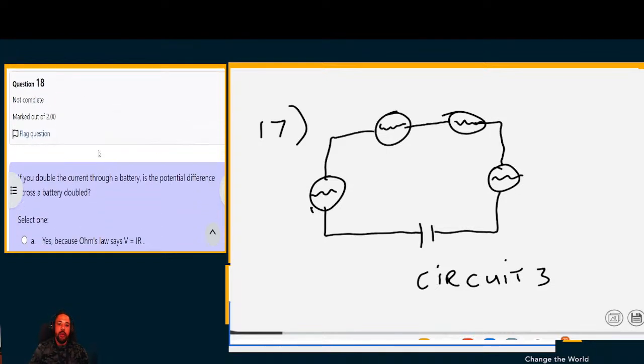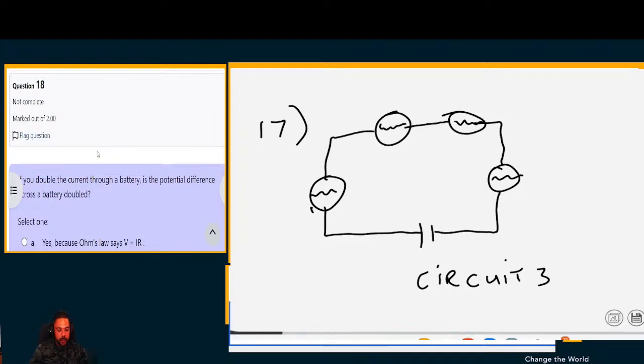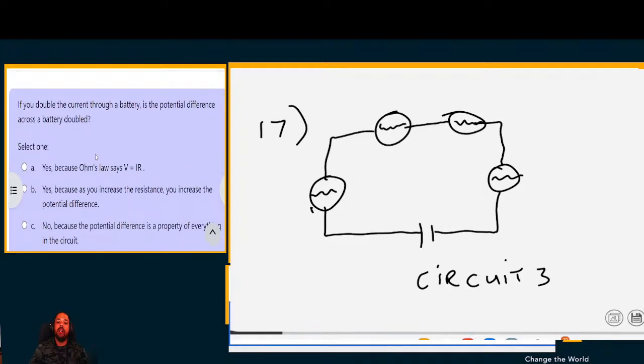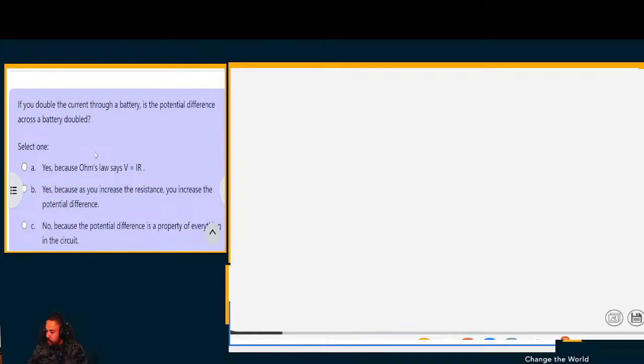Now, question number 18. They ask us if you double the current in a battery. Let's say you have a battery, and you double the current that passes through the battery. Is the potential difference across the battery doubled? Is the potential difference across that battery also doubled? You guys, can you just answer the question? Whether you're right or wrong, does that matter?